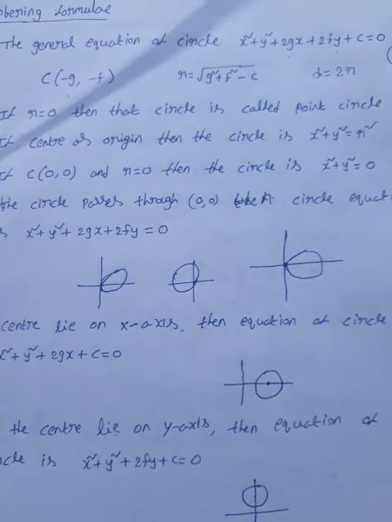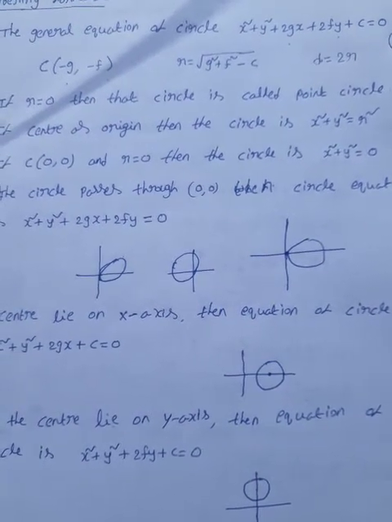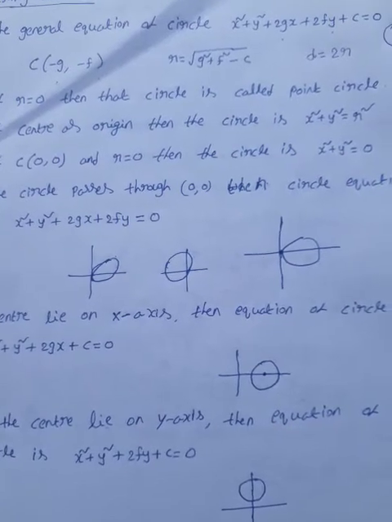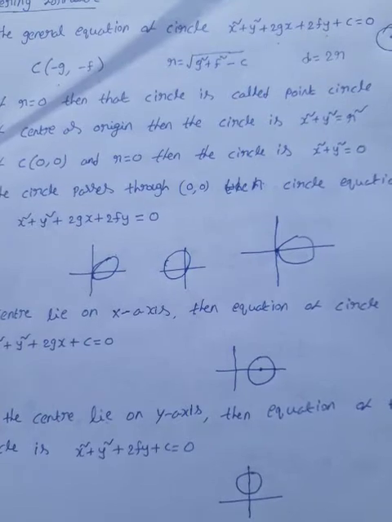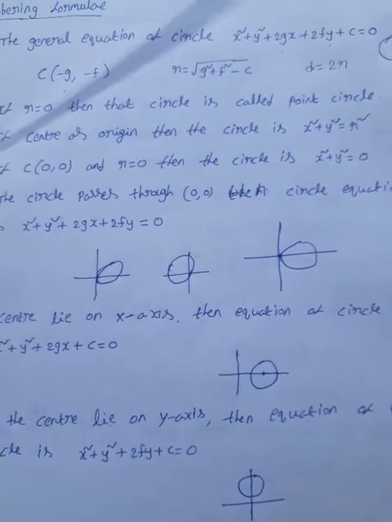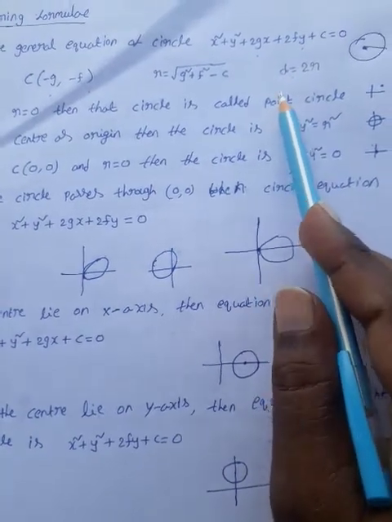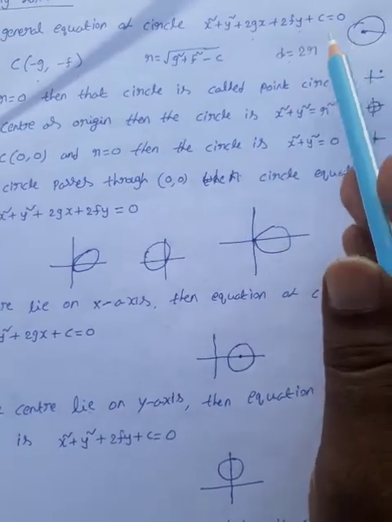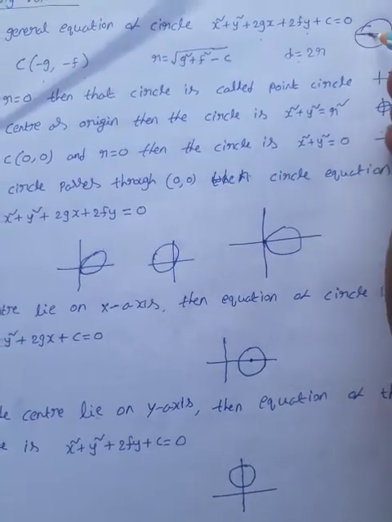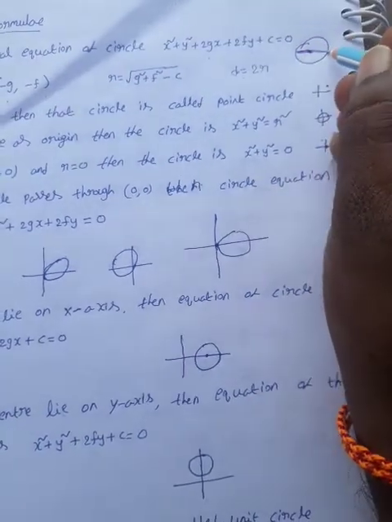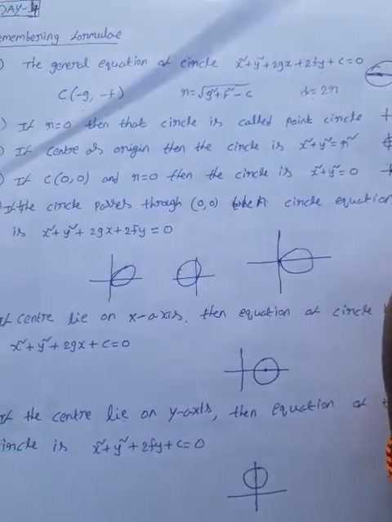The circle equation is x square plus y square plus 2gx plus 2fy plus c is equal to 0. Center is minus g comma minus f. R is equal to root of g square plus f square minus c. Diameter means 2 into radius, that is, 2 times the radius. This is called diameter.